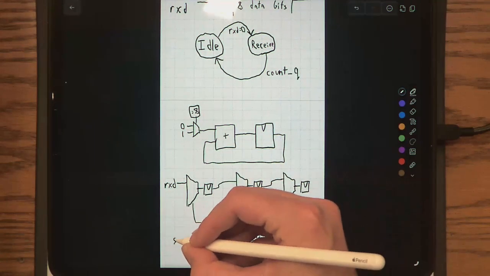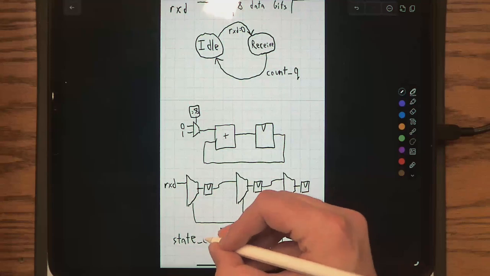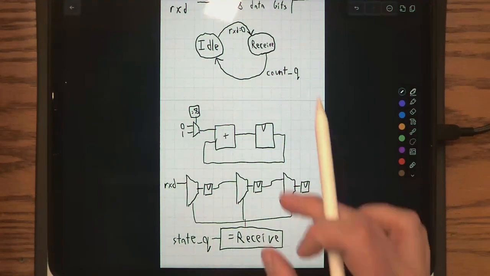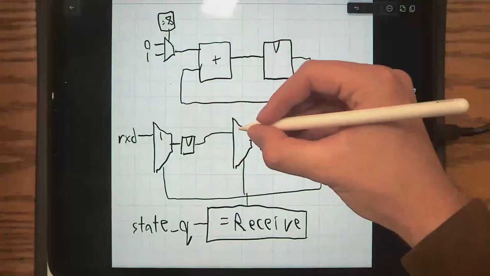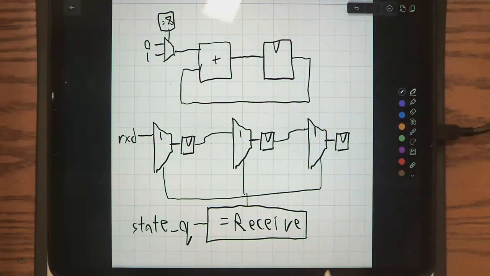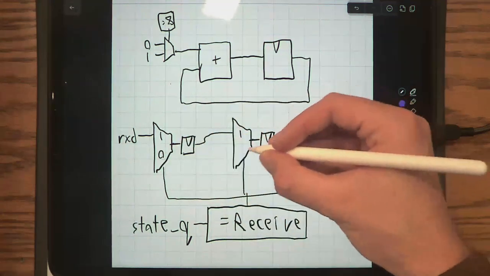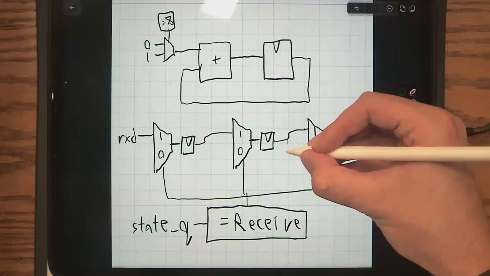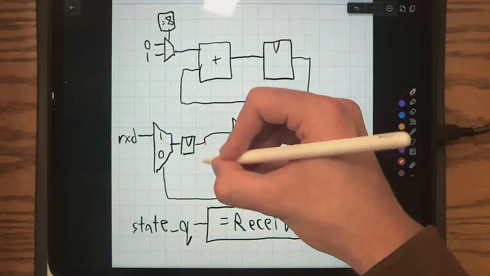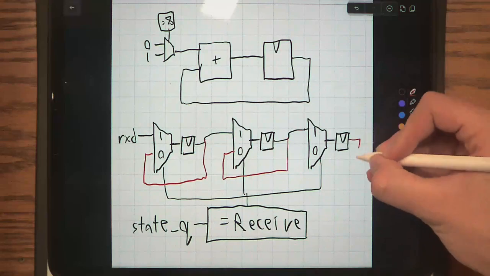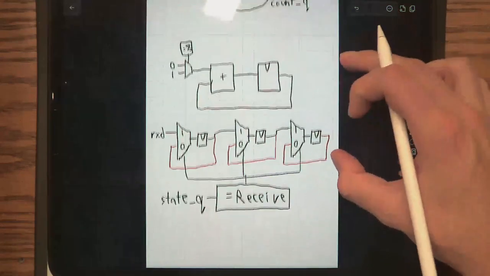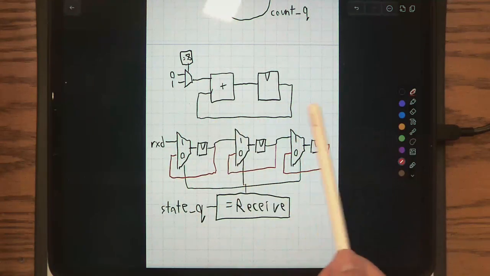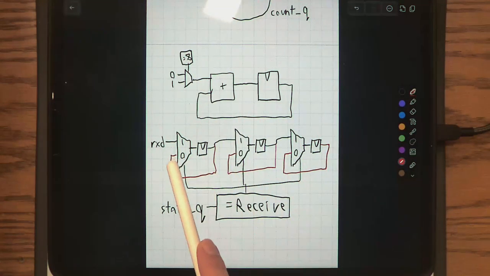And state Q will probably be passed into this. So when state Q equals receive, in this case we shift over everything. When it does not equal receive, then maybe we keep the value that it's already at. And imagine that this continues for 8 whole entries. It's not just these 3. It's 8 in a row. We have this repeated structure right here.